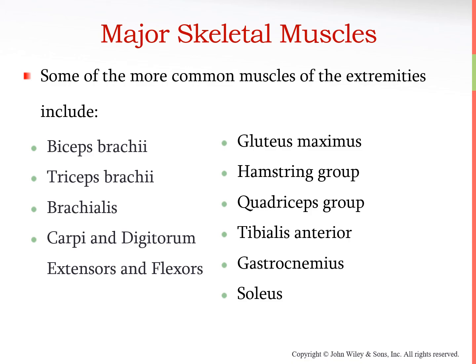In the lower limb, we have the gluteus maximus, the hamstring group, the quadriceps femoris group, the tibialis anterior, the gastrocnemius, and the soleus.